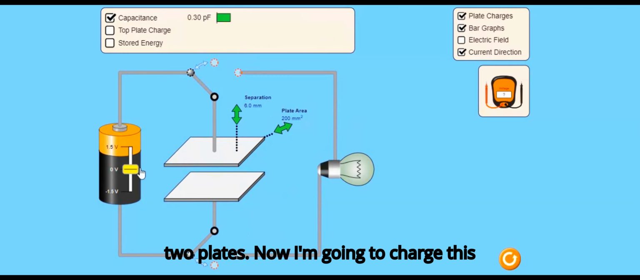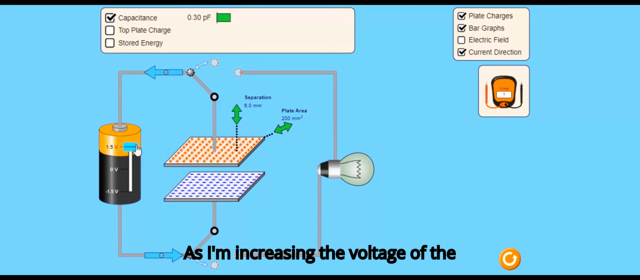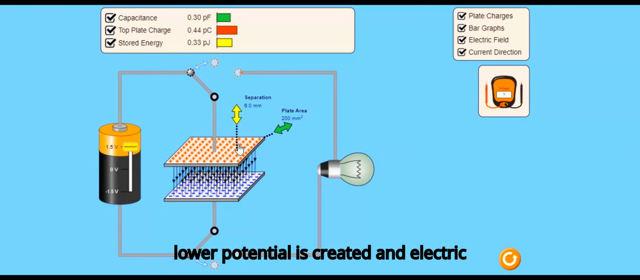Now I'm going to charge this capacitor by increasing the voltage. As I am increasing the voltage of the battery, charges are induced on the plates of the capacitor. Because of the charges, a higher potential and a lower potential are created and an electric field is generated. Till now I have not attached the light bulb to the circuit.